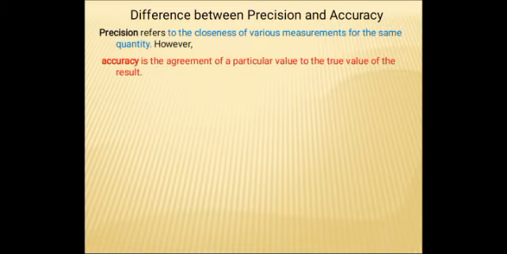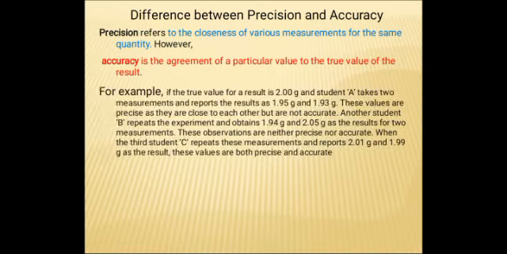So here, in rounding off, we are talking about precision and accuracy somewhere. Okay, so let's discuss this with an example. It is given in your NCERT book. If the true value for a result is 2 gram, and 3 different students are doing this task. A takes 2 measurements and reports the results, first 1.95 gram, second 1.93.